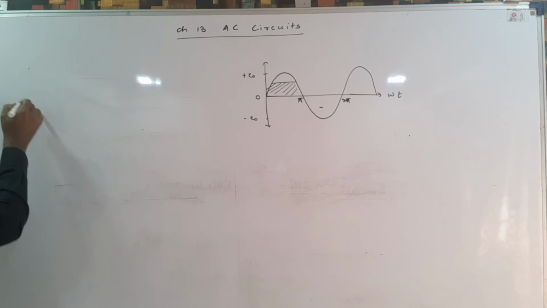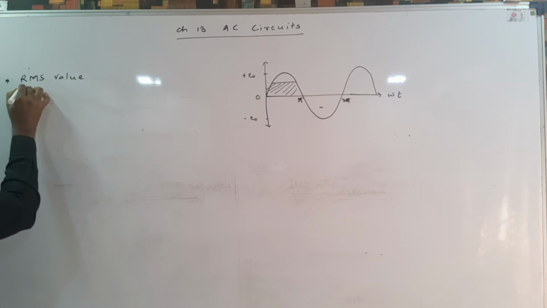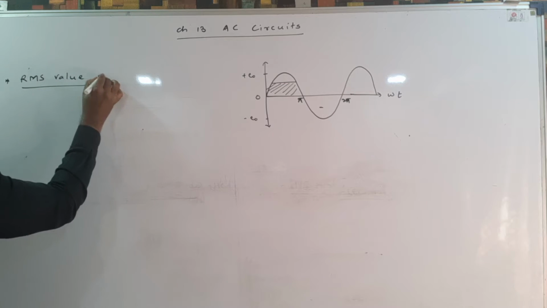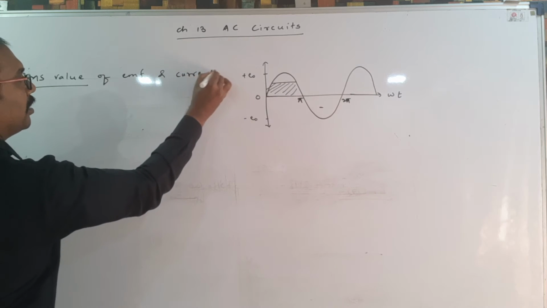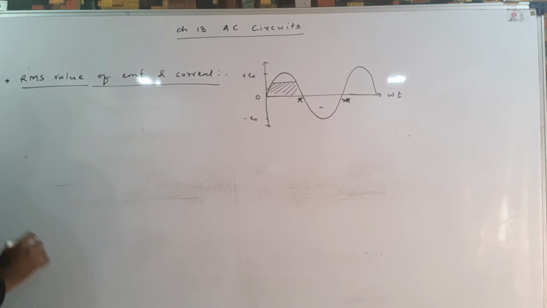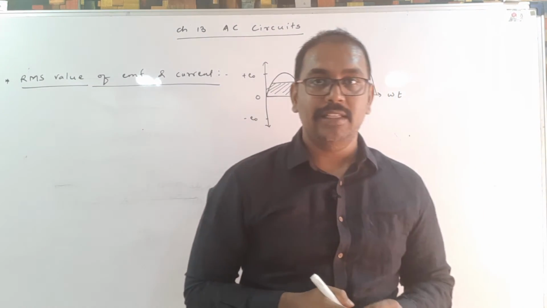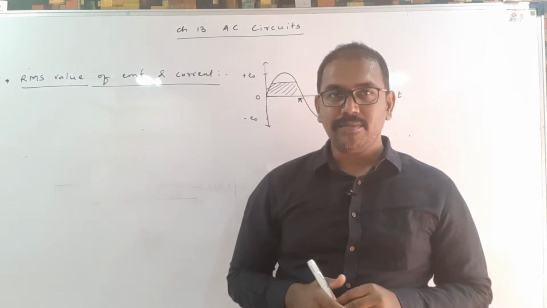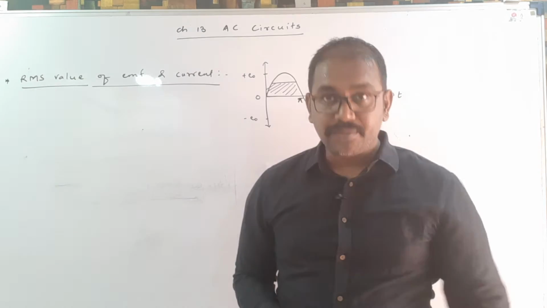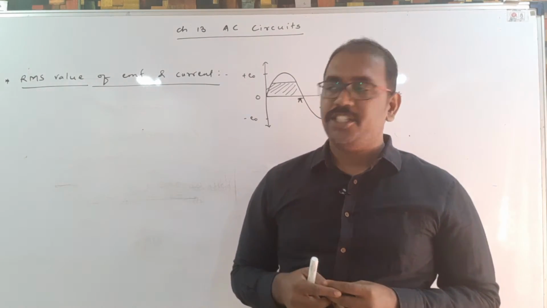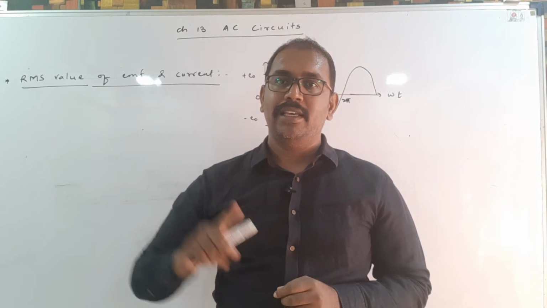Now, RMS value of EMF and current. Now pay attention. RMS value of the current, let me discuss. The RMS value of the current is the steady current which, when it flows through a resistor, produces the same amount of heat produced by AC current.